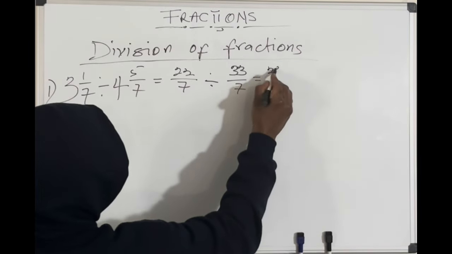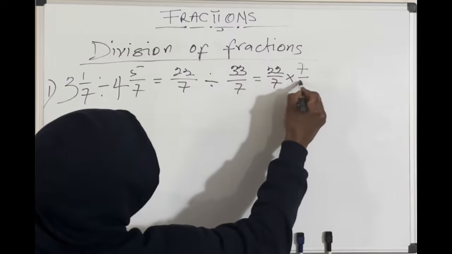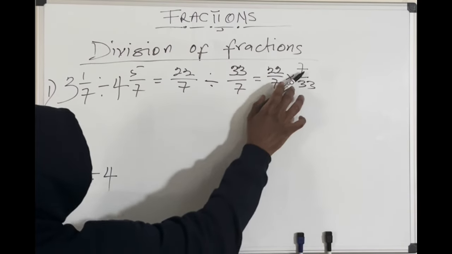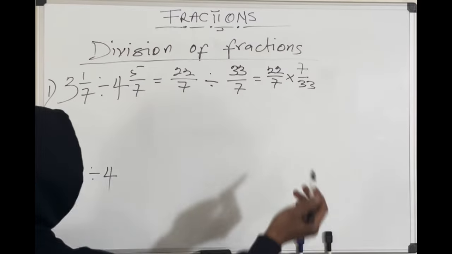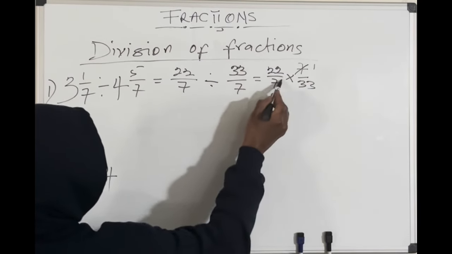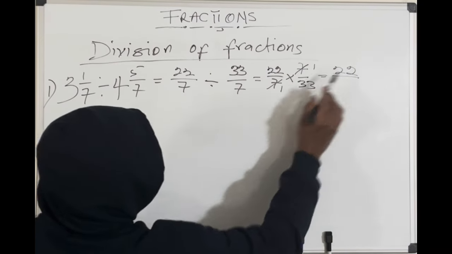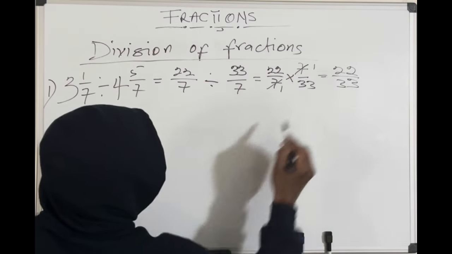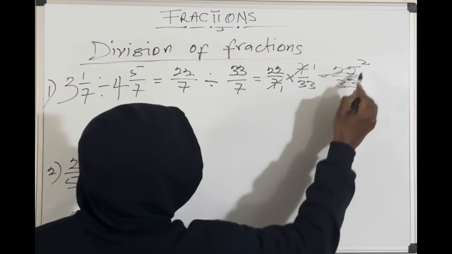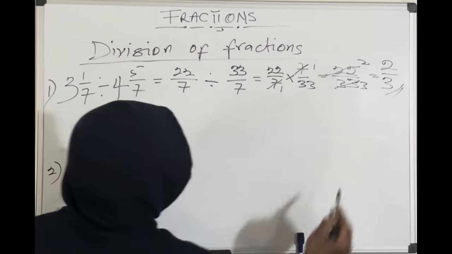Okay, so 22 over 7 times 7 over 33. Just go ahead and multiply 22 by 7 and then 7 by 33 and also cancel. And then another method I taught, 7 goes here, 1 goes here, 1. So 22 times 1 is 22 over 1 times 33 is what? 33. And then I think 11 can go through. So 11 goes here, 2. 11 goes here, 3. So the final answer will be 2 over 3. Okay.